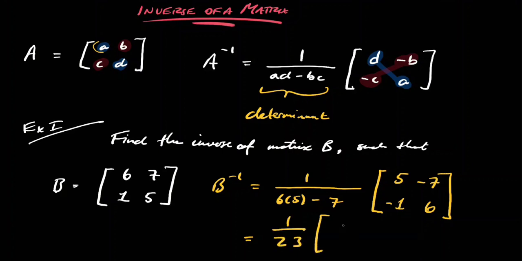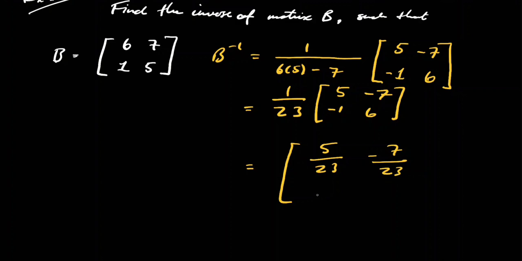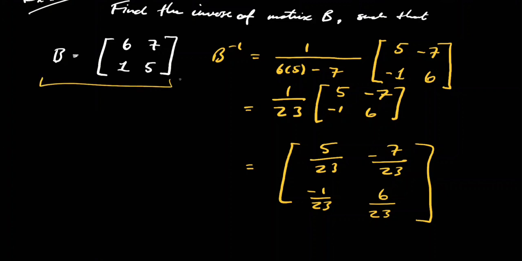And now you can multiply each number in your matrix by the determinant. So the inverse of matrix B will be 5 over 23, negative 7 over 23, negative 1 over 23, and 6 over 23. So that is how you get from an original 2 by 2 matrix to find its inverse.